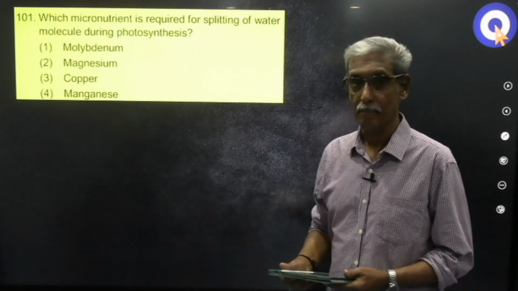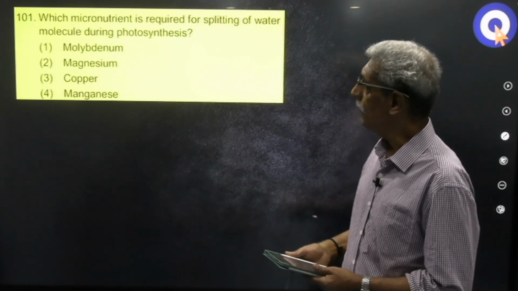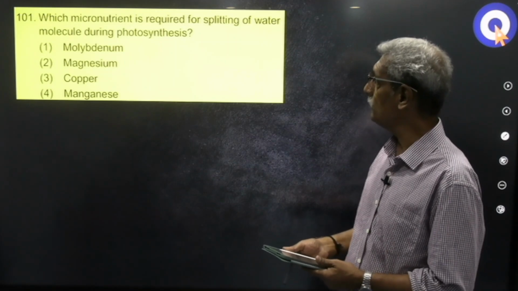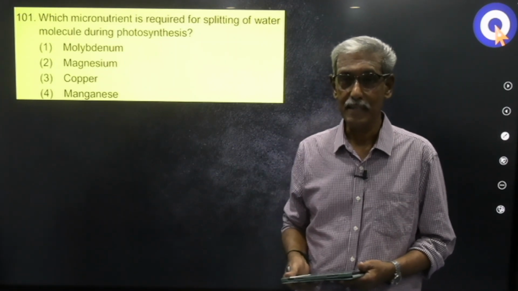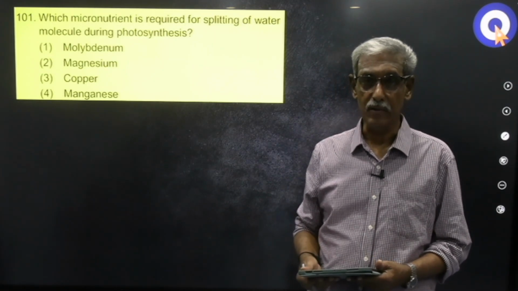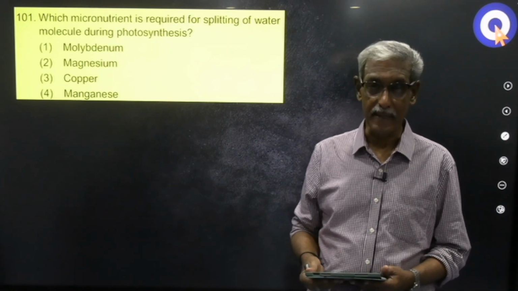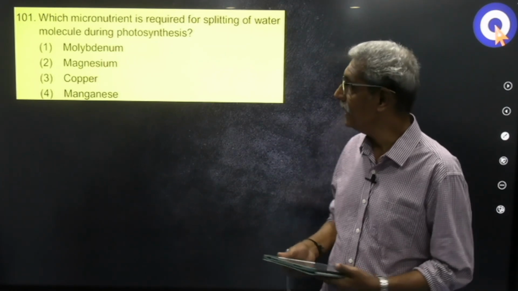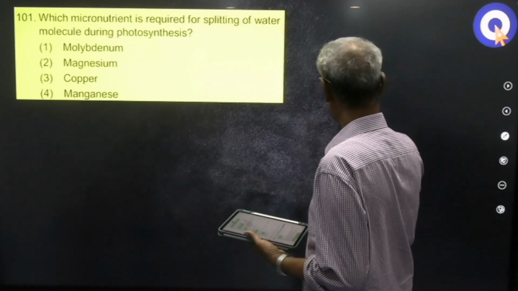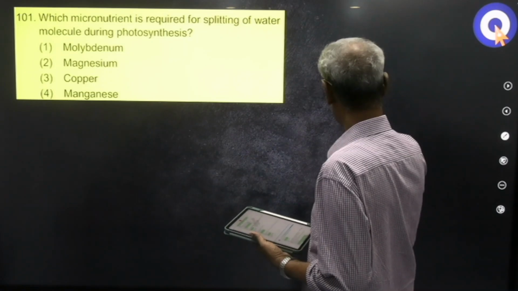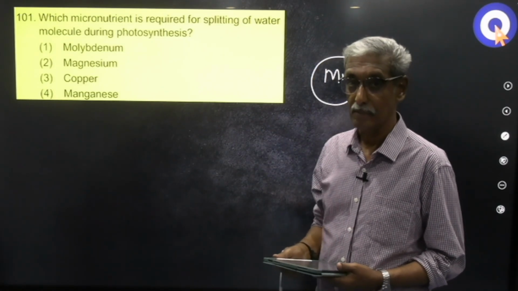Let's go to question number 1. When you take 101, it states which micronutrient is required for splitting of water molecule during photosynthesis. If you all recollect, photosynthesis is basically an anabolic process, and photolysis of water is called water splitting. It has been studied by Van Niel, and primarily during photolysis of water, manganese is a micro element which is primarily involved.